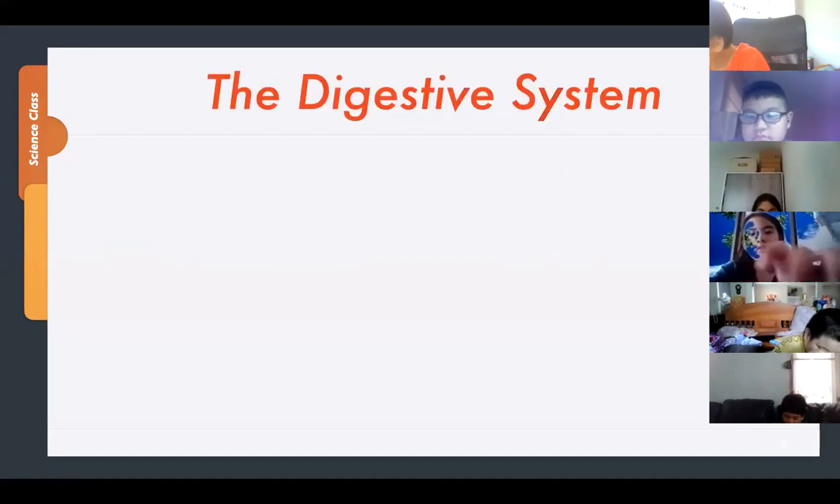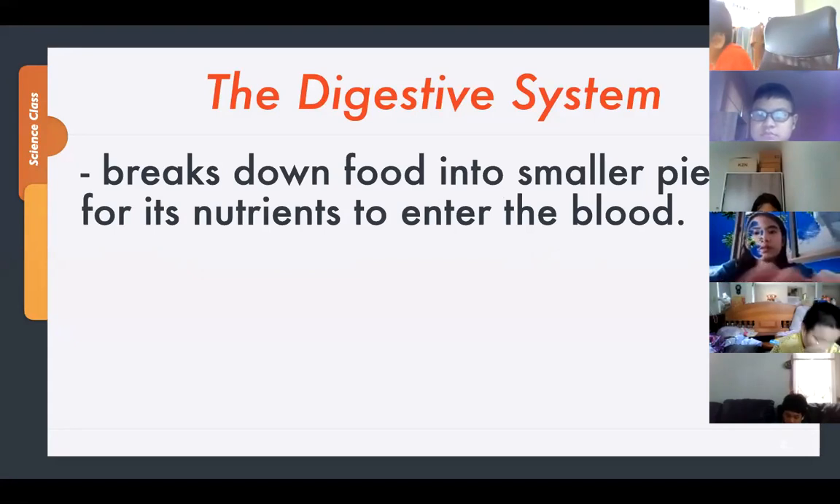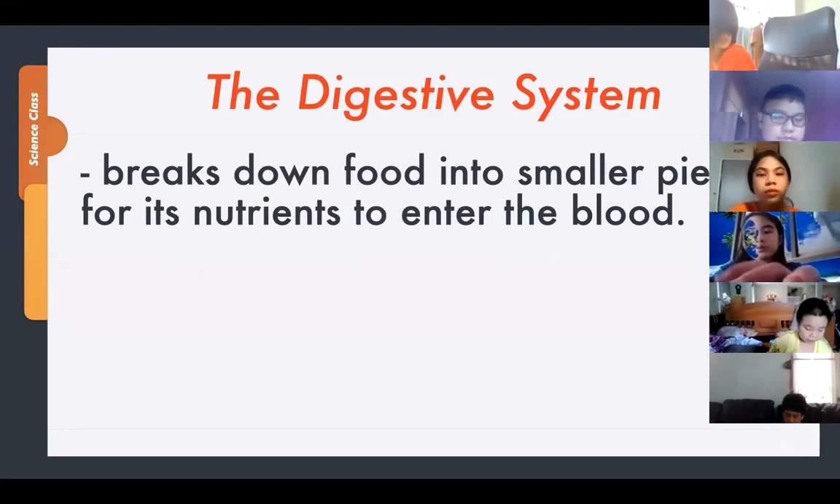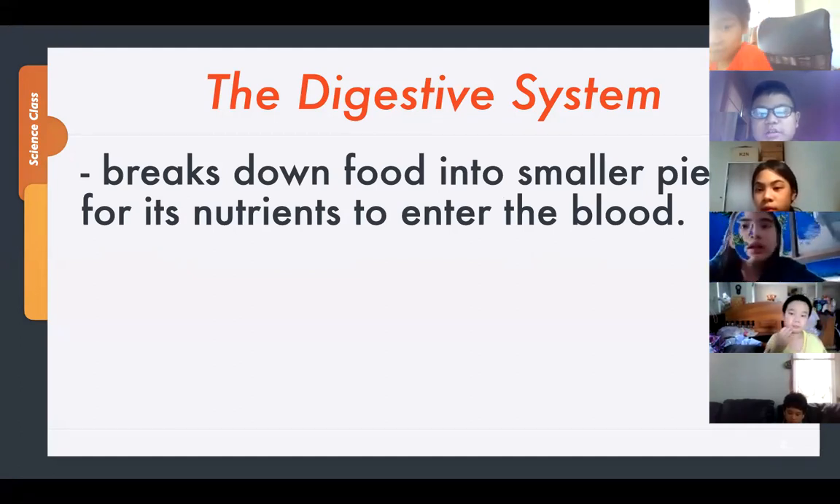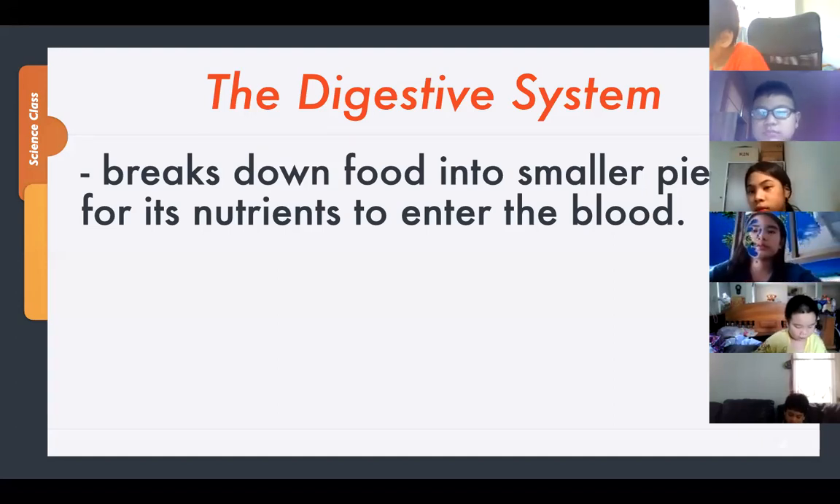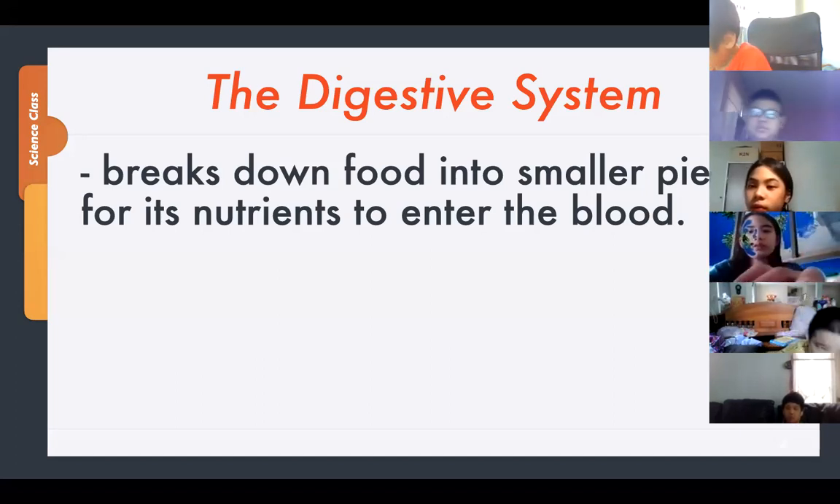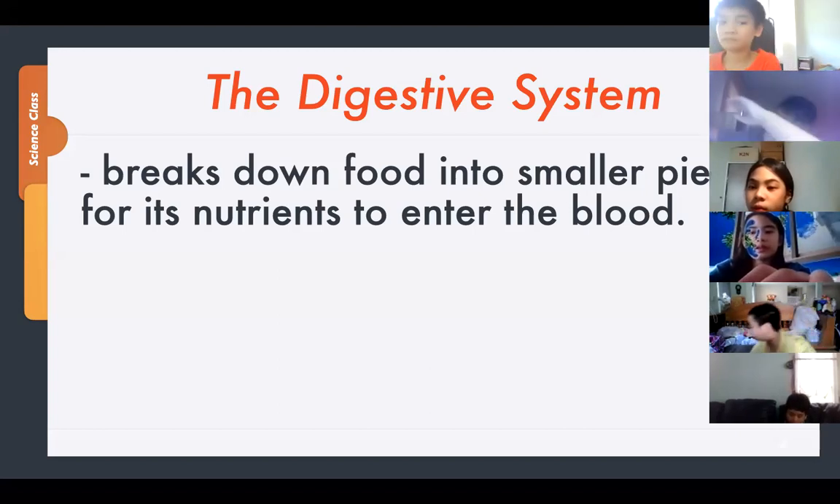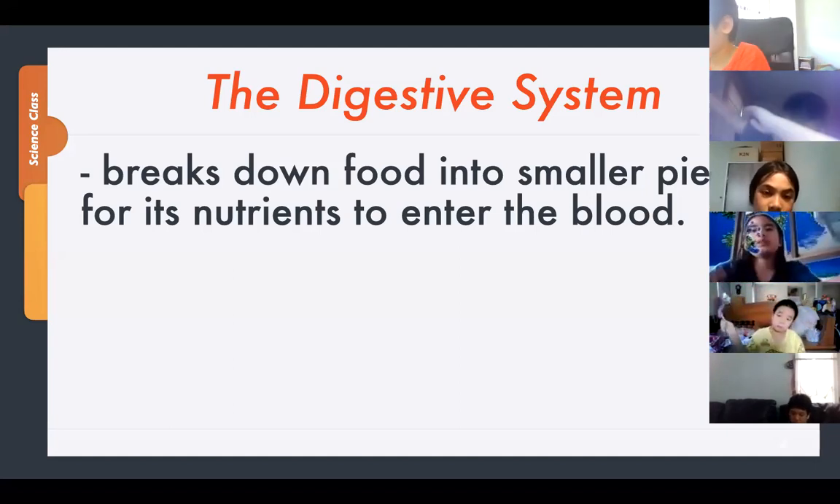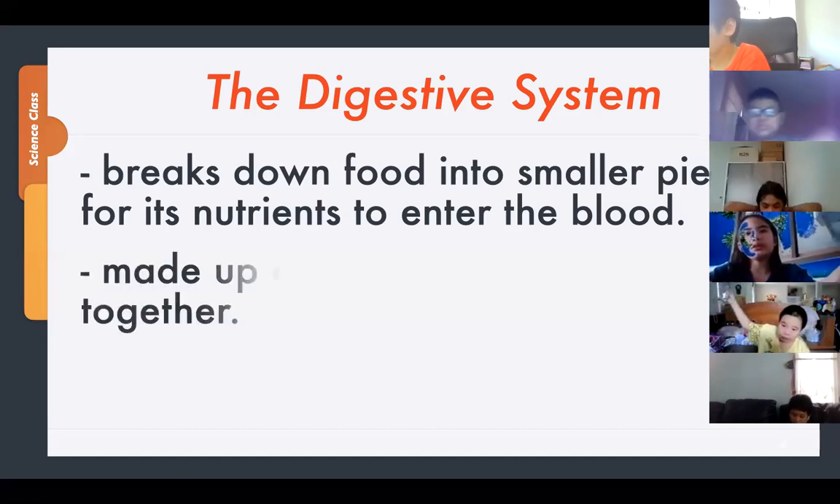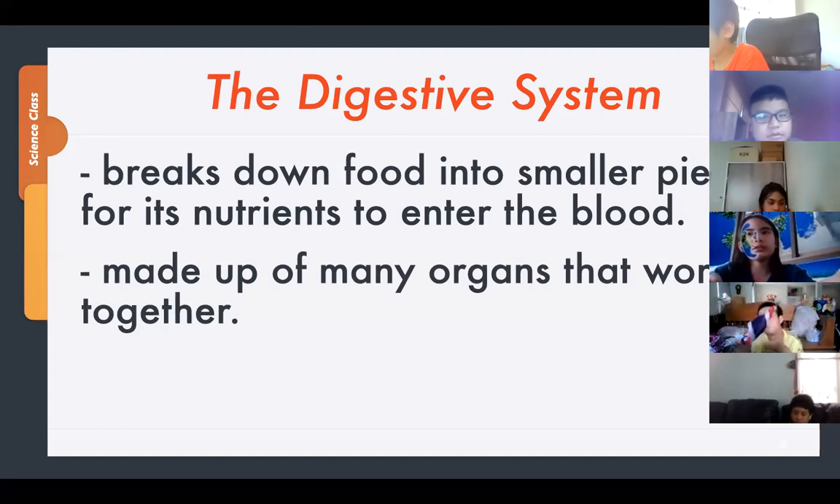Okay, let's start with the digestive system. Non, can you read, please? Breaks down food into smaller pieces for its nutrients to enter into the blood. Okay. The primary work of the digestive system is to break down the food, make it into smaller pieces that can enter into our body from the mouth to the esophagus and to the stomach. After getting all the nutrients, it enters our blood. Non, continue, please. Made up of many organs that work together.